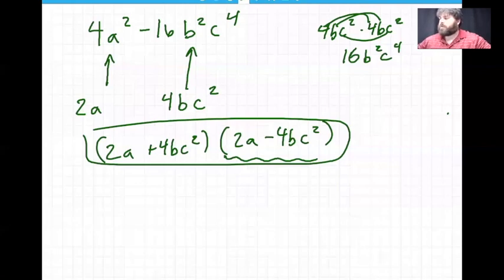So why do we factor? The reason we factor is we want to be able to solve equations that are quadratic, and we'll learn next week about how to actually do that. So just know that's why we're factoring, okay?